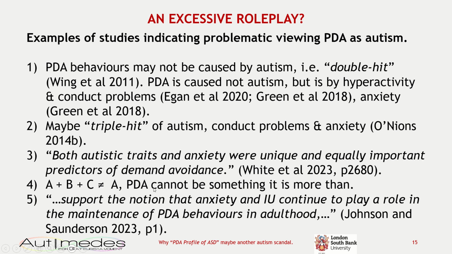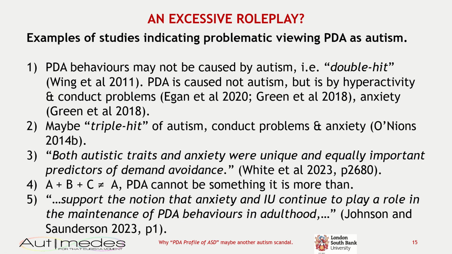And there's another study which didn't really look at anything else other than anxiety, but it's just to point out that anxiety seems to be an important factor or causal mechanism with PDA. So, support for the notion that anxiety and intolerance of uncertainty continue to play a role in the maintenance of PDA behaviours in adulthood. That's from Johnson and Saunders, from the abstract.